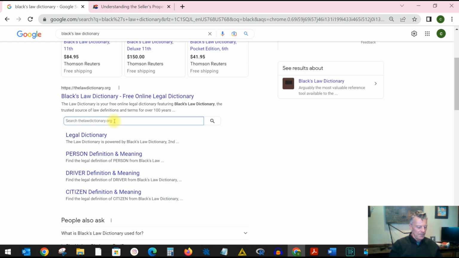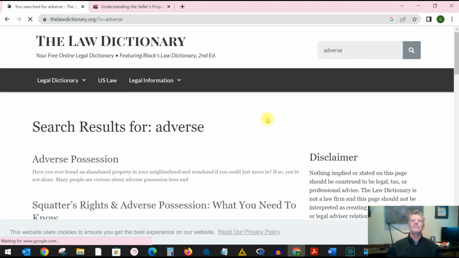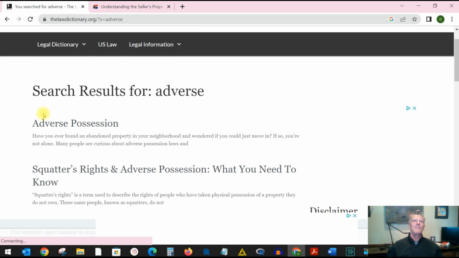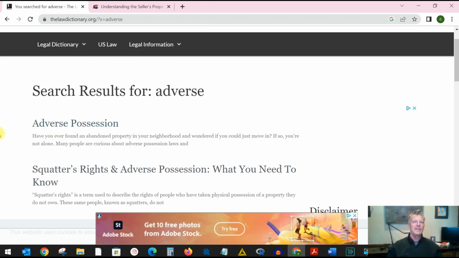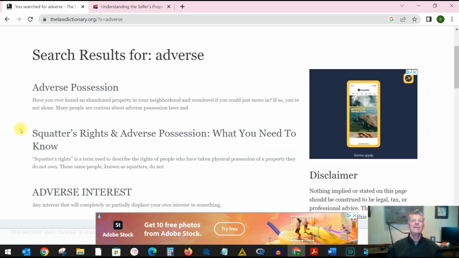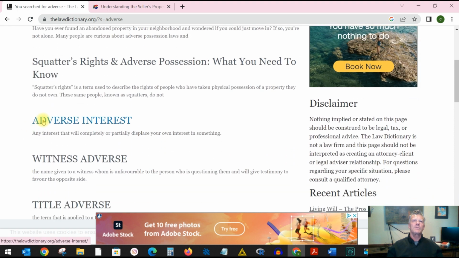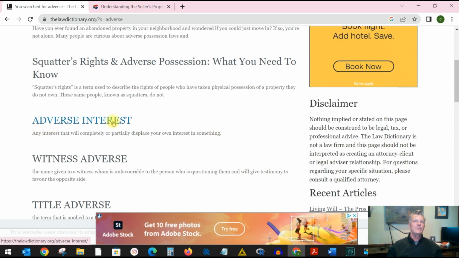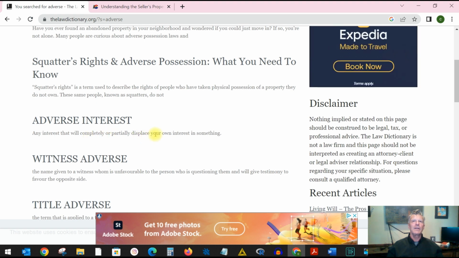So let's find out. The Real Estate Commission told us to go look up the term adverse in this dictionary. Let's go take a look and see what these guys think. Aha! Search results for adverse. Adverse possession, a lot of this is irrelevant to you at this time. Squatters' rights, no. How about this one? This looks pretty good. Adverse interest. Any interest that will completely or partially displace your own interest in something. These attorneys, they have all the fun, don't they?